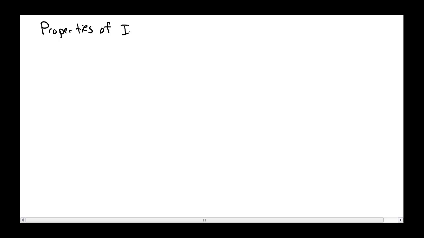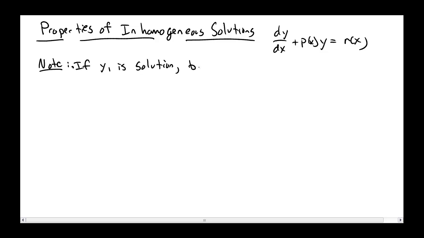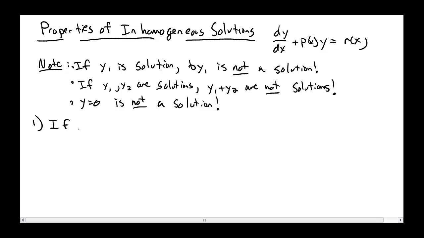But it's useful also to talk about some of the properties of inhomogeneous solutions. Just to recall, those are differential equations where the function r of x is not equal to 0. A few things to note. One, if y1 is a solution, then b times y1 is not actually a solution. That's true for the homogeneous, but not for inhomogeneous. Similarly, if y1 and y2 are solutions, their sum is actually not a solution to this equation. And lastly, I think it's pretty clear that y equal to 0 is also not a solution to this equation.